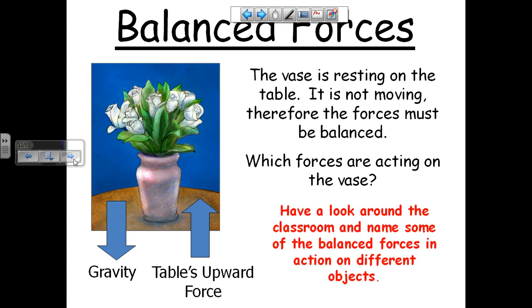There are several objects around the classroom that will have balanced forces acting on them. So just take a look around the classroom and see if you can pick out a couple of objects that would have balanced forces acting on them, and think about the balanced forces that would be acting on these objects.